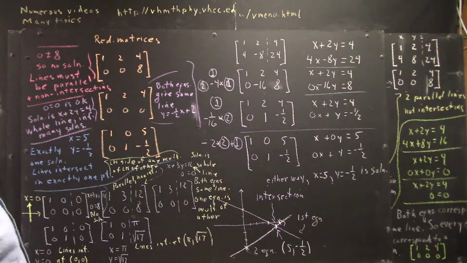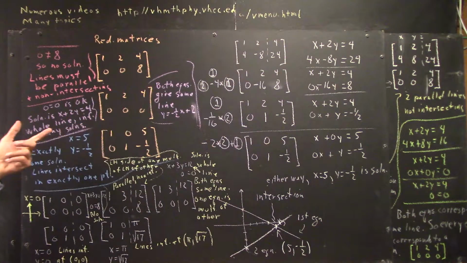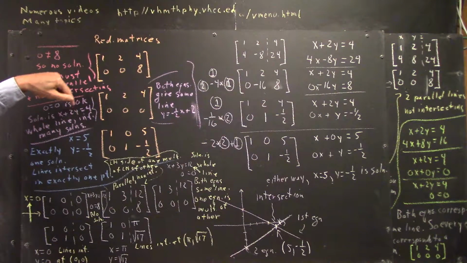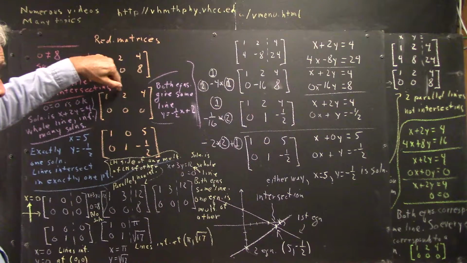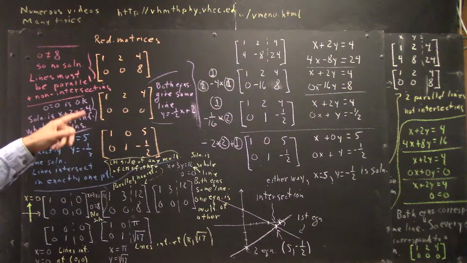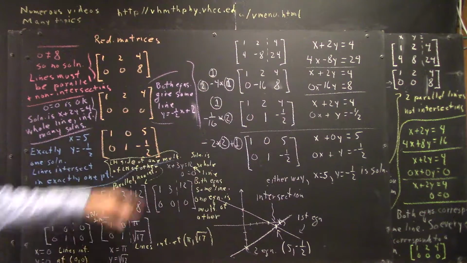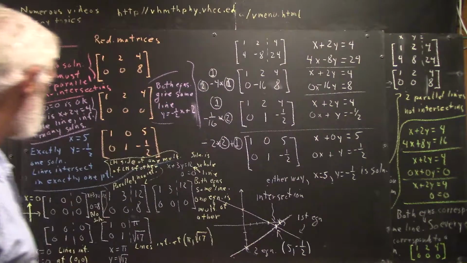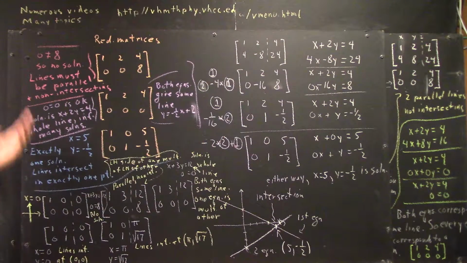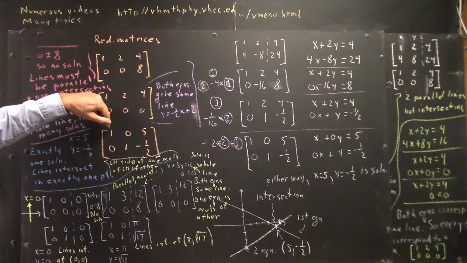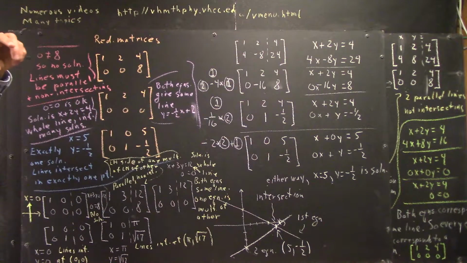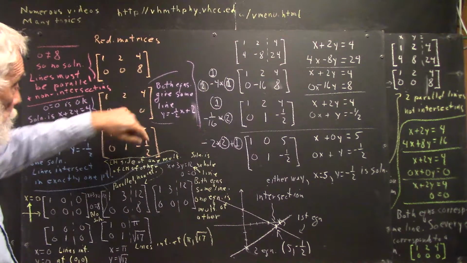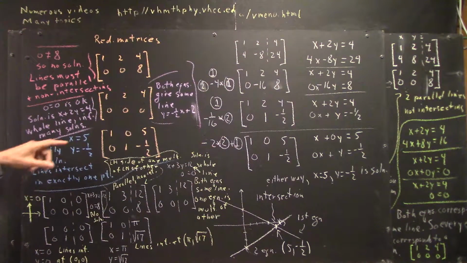In this case, 0 equals 0 is fine. Solution is x plus 2y equals 4, which is what this equation tells you. The whole line, infinitely many solutions. Both equations give you the same line. In this case, we reduce to an augmented matrix that's equivalent to the equations x equals 5, y equals negative 1/2. So there's exactly one solution. X is 5, y is negative 1/2. The lines intersect in exactly one point.